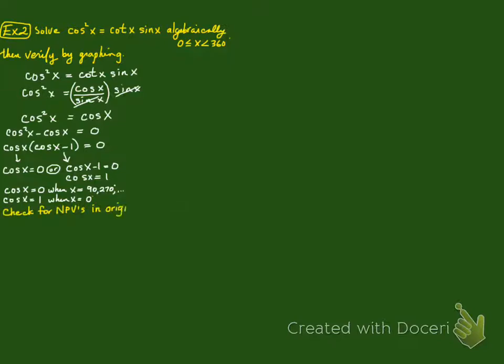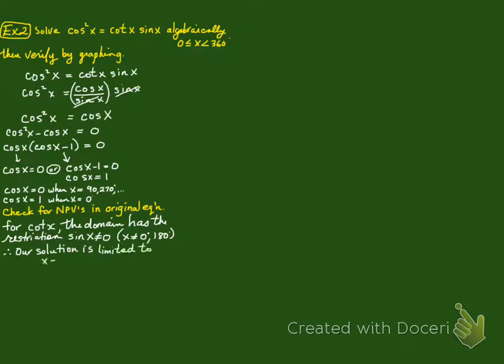When we check for non-permissible values in the original equation, for cotangent of x, the domain has the restriction that sine of x cannot equal 0, or 180. Therefore, our solution is limited to x equals 90 and x equals 270 degrees.